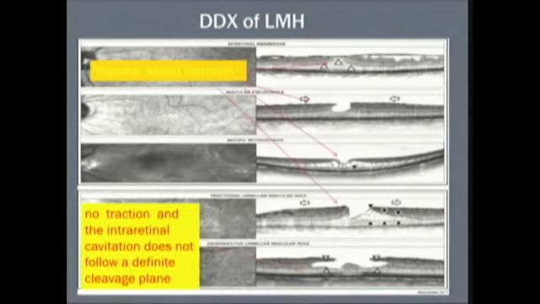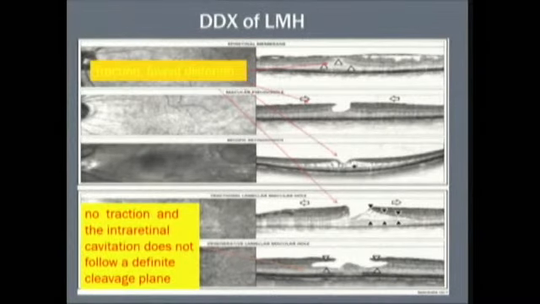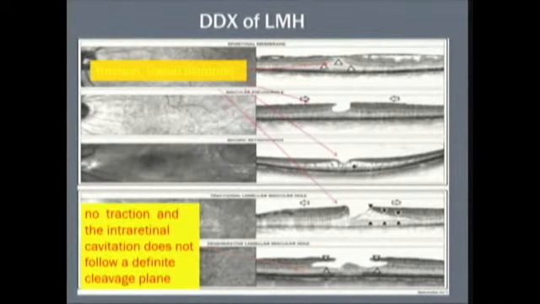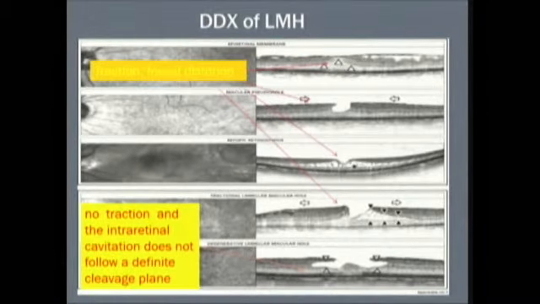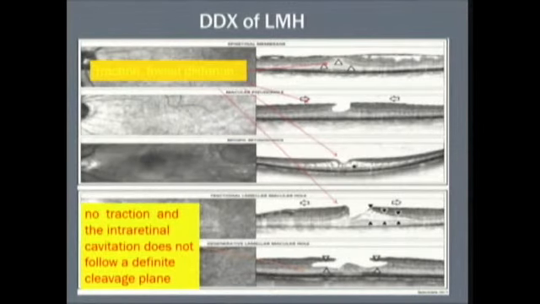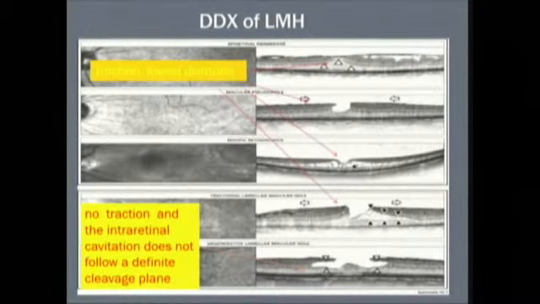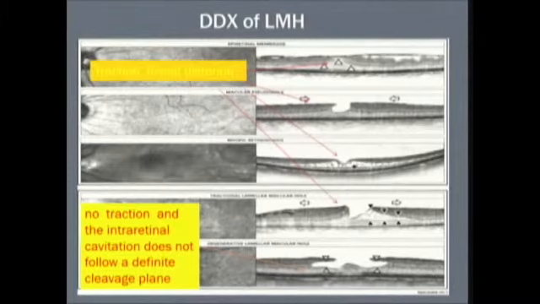So another entity, just to differentiate, there is a tractional component in these diseases, while in the degenerative type there is no traction. You can see traction in epiretinal membranes, macular pseudohole, myopic retinoschisis and the tractional lamellar hole, but we didn't see traction in degenerative lamellar hole.